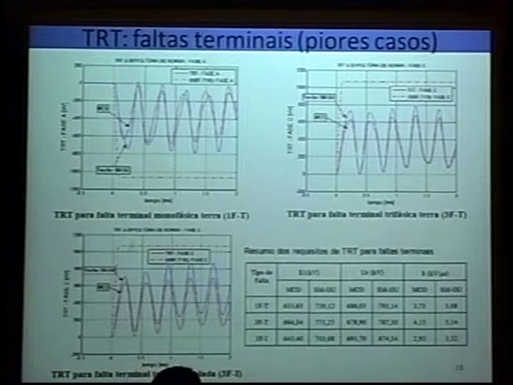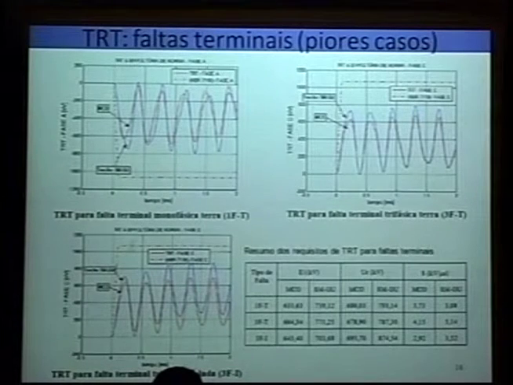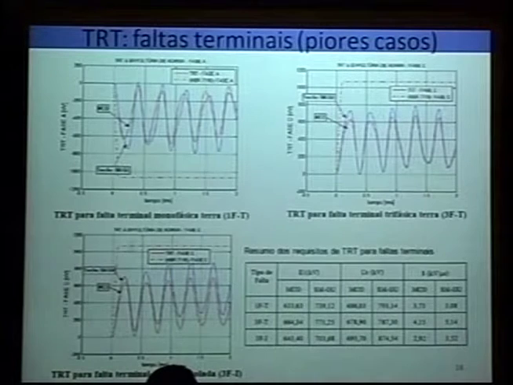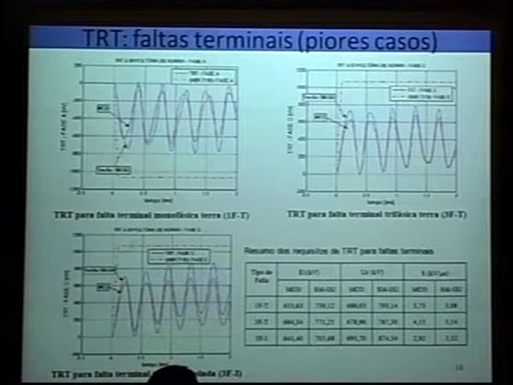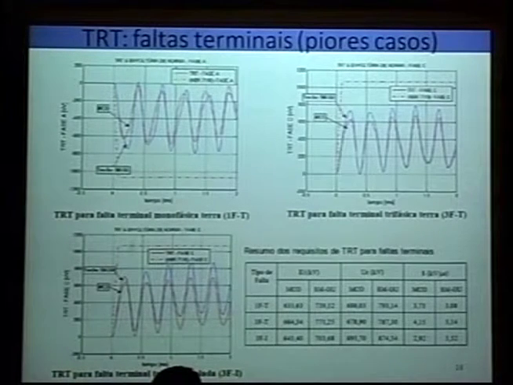Here I present the TRV requirements. First, the reference voltage, the crest value, and here you have the comparative graphs showing the values we obtained, showing that the half wavelength line always presents smaller values in relation to the segment between Serra da Mesa and Gurupi.